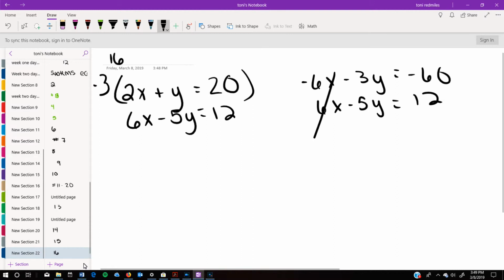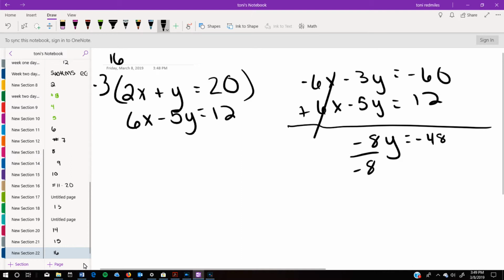My x's are going to cancel out, and a negative 3y plus a negative 5y is going to give me a negative 8y. A negative 60 plus a 12 is going to give me negative 48, right? Yes. Okay, now I'm going to divide out. Y is going to equal a 6, and it's going to be positive because both of my numbers, top and bottom, that I'm dividing are negative.